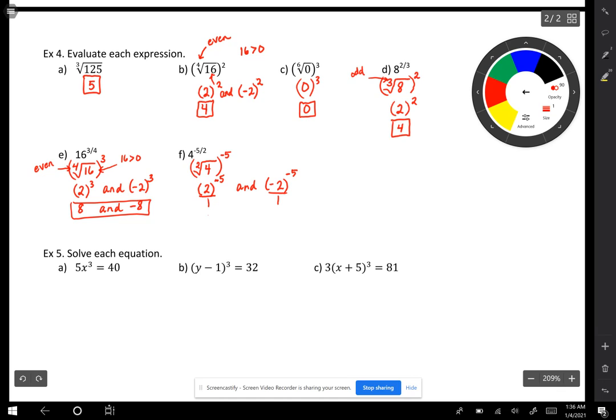So you're just going to flip the position. So 1 goes on the top and the 2 to the negative 5th goes on to the bottom. And when you move it, the exponent just becomes positive. The base stays the same. So that's 1 over 32. And the other one is 1 over negative 32. Those are your two answers. That was a hard one, though.